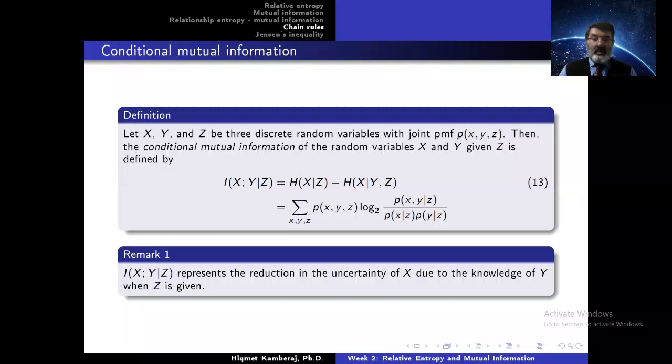As a remark 1, the mutual information between X and Y given Z represents the reduction in the uncertainty of X due to the knowledge of Y when Z is given.